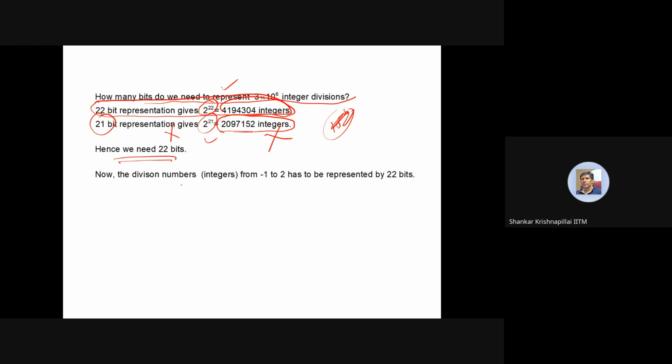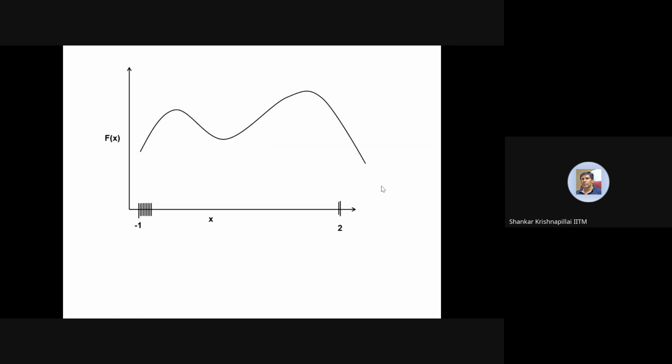So now the division numbers, integers from -1 to 2, have to be represented by 22 bits. How this is done, we'll see now. So f of x, -1, 2. Each division is 10 raised to -6 or less. So 4 million divisions are there.